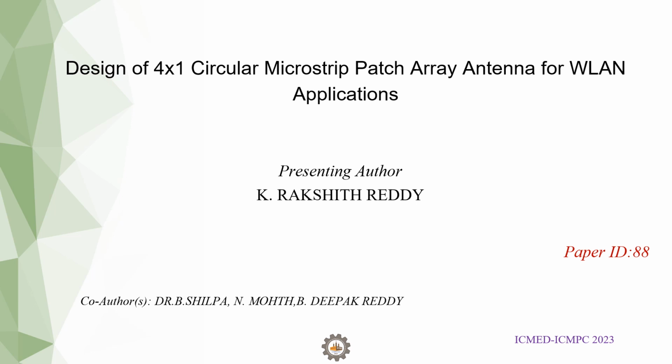Good morning all. Today I am going to present the paper for design of 4x1 circular microstrip patch array antenna for WLAN applications. In this paper, the main objective is to design a circular patch array antenna and to improve the characteristics like gain, directivity, VSWR ratio and return loss. In this paper, we will discuss these characteristics and the techniques we use to improve the parameters.